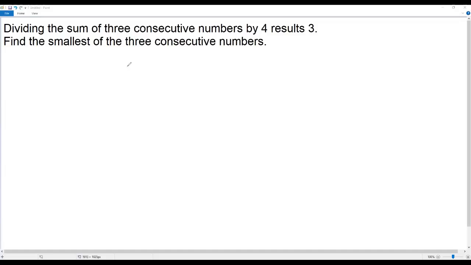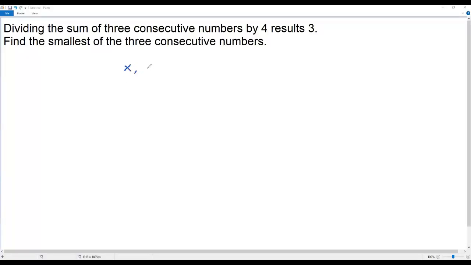Okay, if I say that 3 is the first number, what is the consecutive number after 3? It's 4. So it's very simple. That is, to get the next consecutive number, what I need to do is add 1 to the first number. But do I know the first number is 3? No, I do not know what is the first number. Okay, so I assume x as the smallest of the three consecutive numbers.